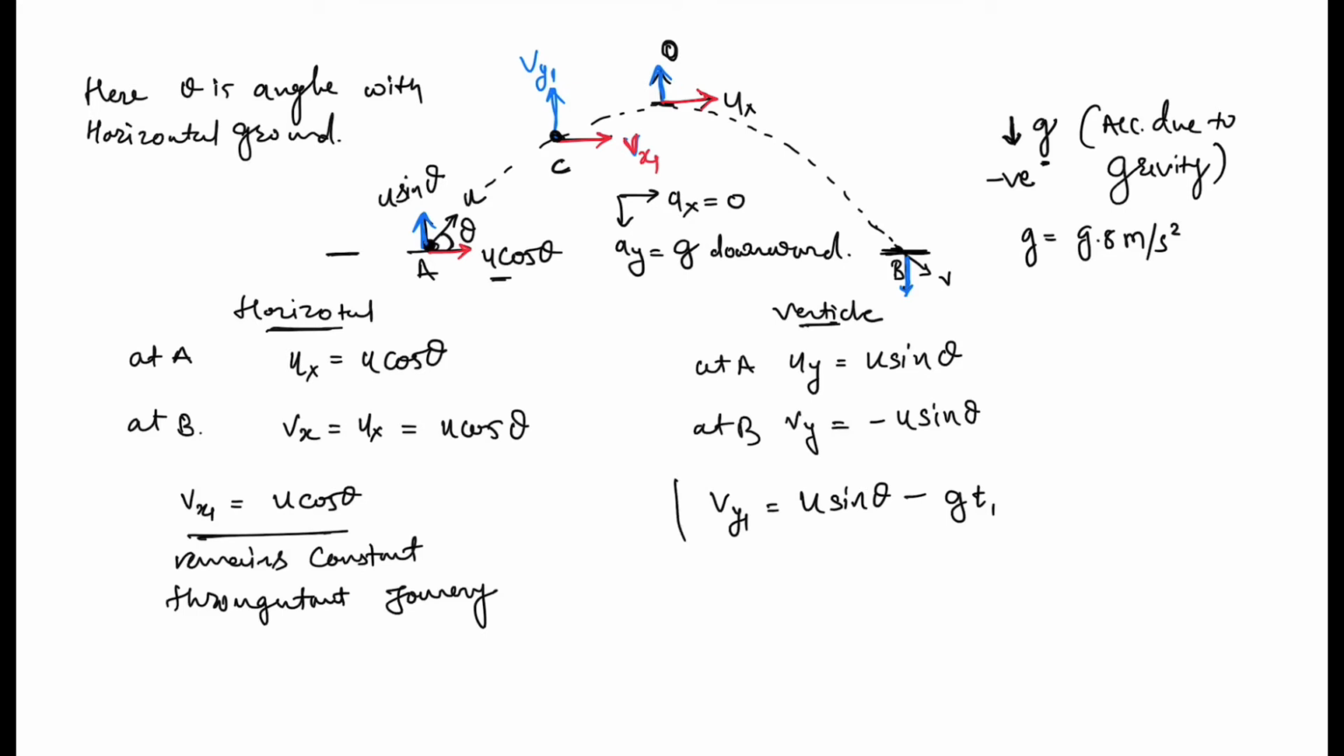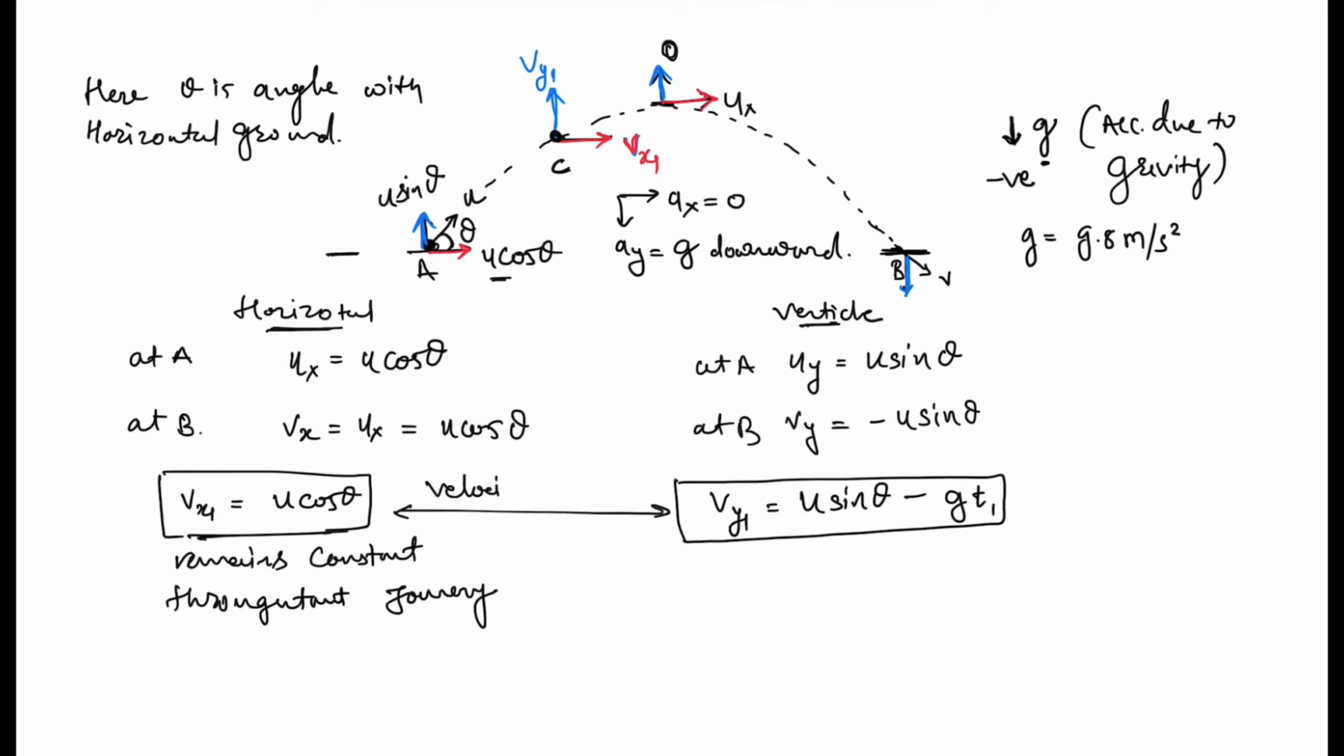So this will be the velocity at any point in vertical direction, and this will be the velocity at any point in horizontal direction. Velocities at any point. Okay, this path is called the trajectory of projectile. We will later discuss the equation of this path of trajectory.